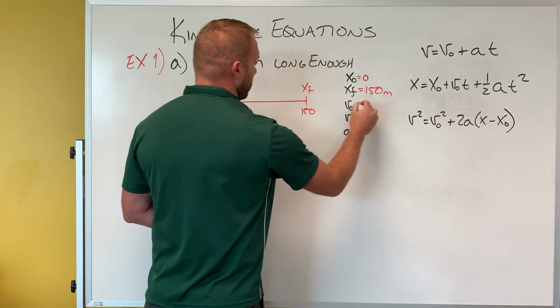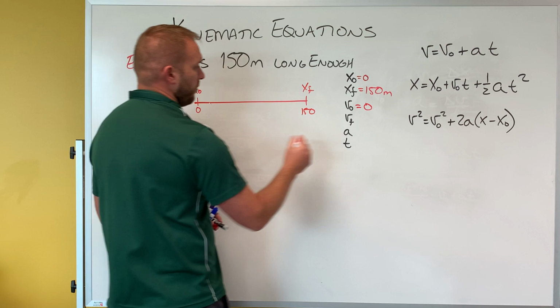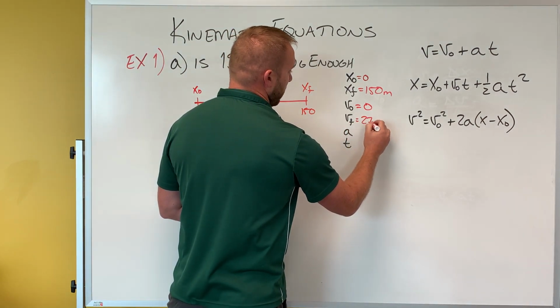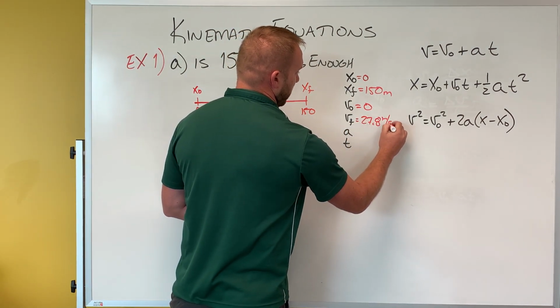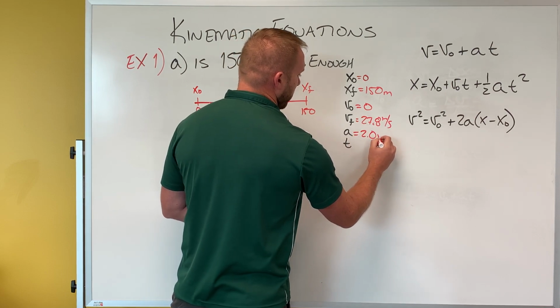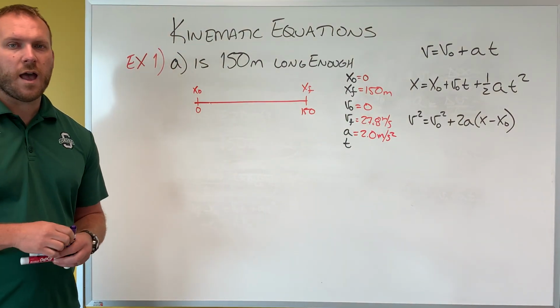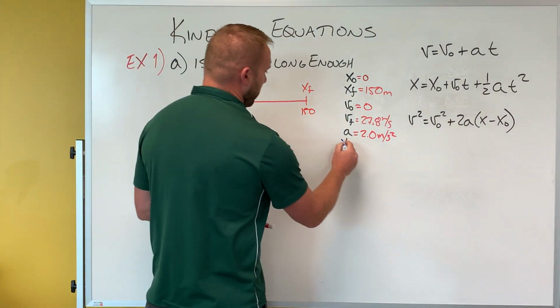Our initial velocity is 0. Our plane is starting here at rest. Our final velocity needs to be 27.8 meters per second, and we know an acceleration equal to 2.0 meters per second squared. The one variable we don't have in this problem is time.